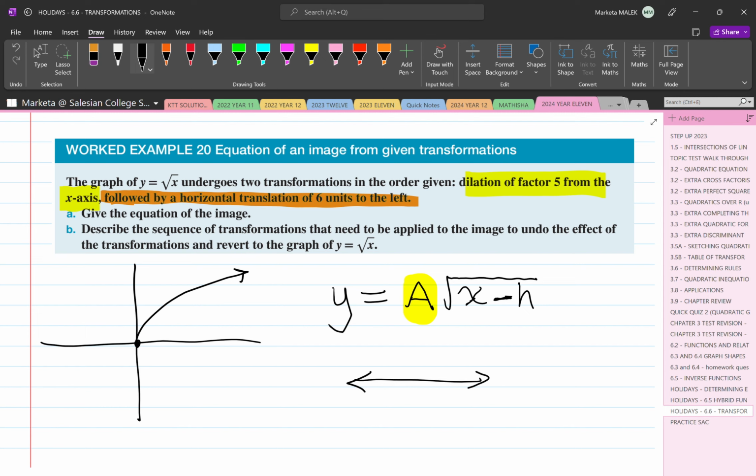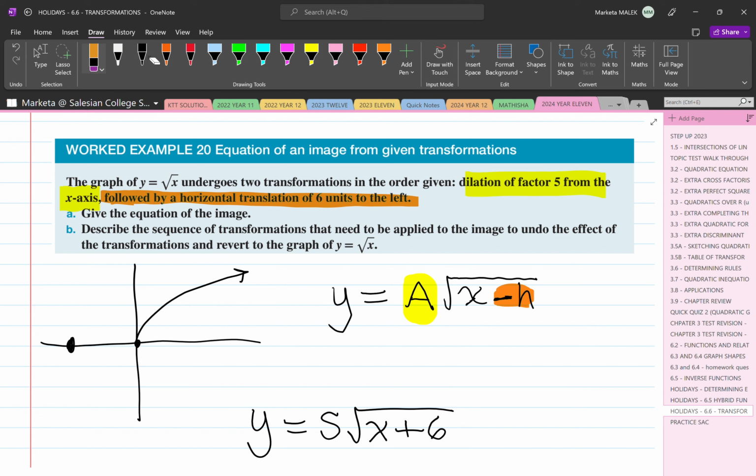So let's now see what those values are going to be. The A value, dilation factor of 5 from the x-axis, that A is just going to be a 5. So y equals 5 root. Horizontal translation 6 units to the left, so we're going this way, so it means it's going to say plus. When it's connected to the x, it is the opposite sign, and 6, not 5. And in year 12, we see how that works. So we learn why it goes the opposite way for x and the same way for y. So that's our equation of the image.